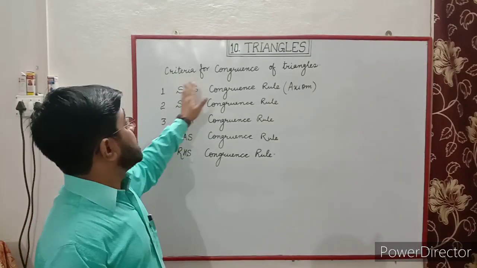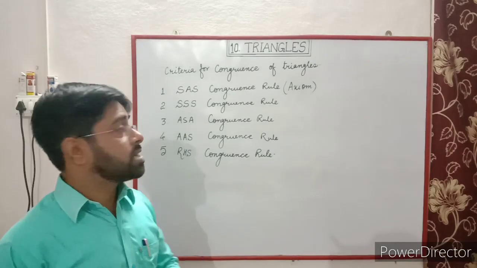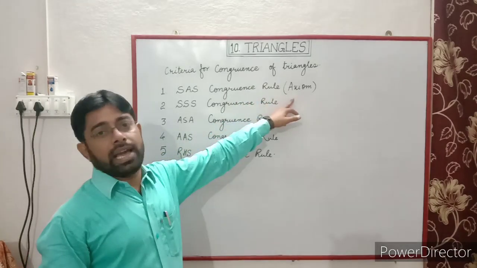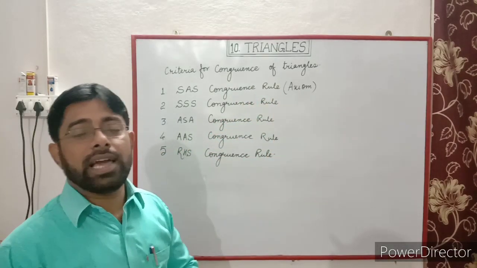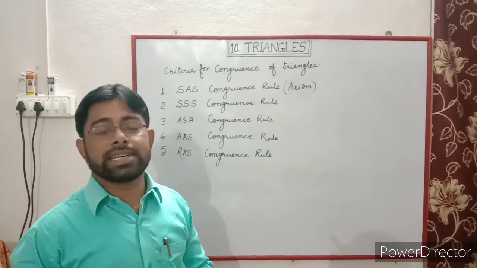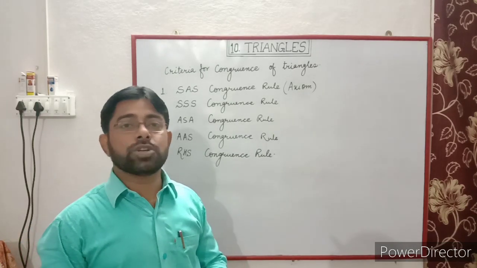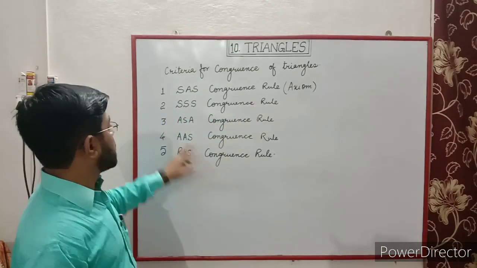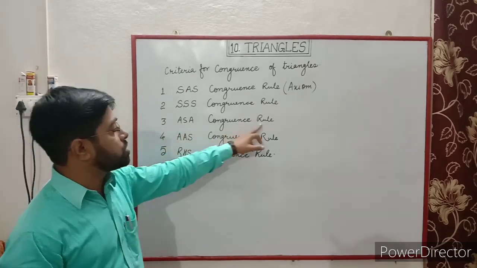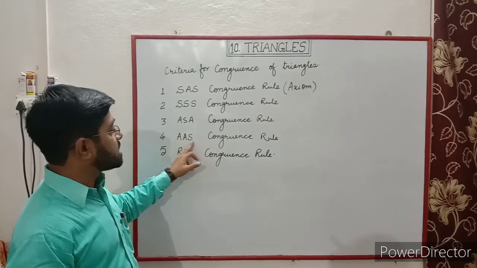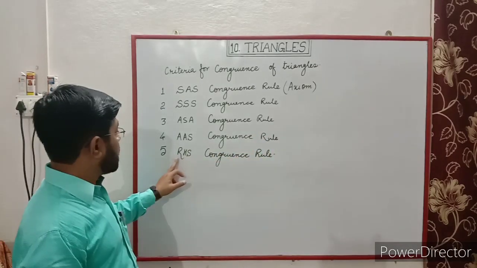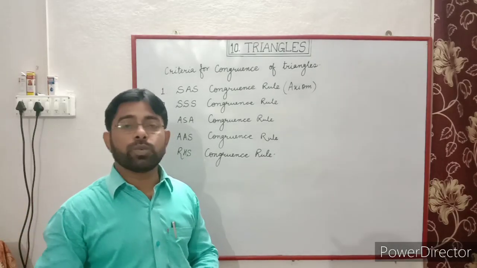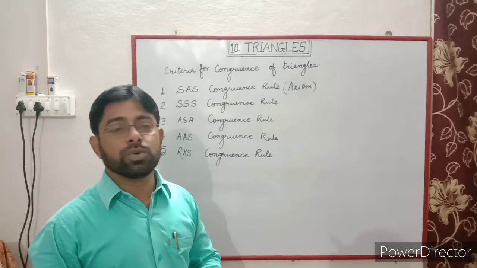Now, criteria for congruence of triangles. The first is the side angle side congruence rule. It is an axiom. What is an axiom? An axiom is a statement that is considered to be true based on logic. Now the second, side side side congruence rule. Third, angle side angle congruence rule. Fourth, angle angle side congruence rule. Fifth, right angle hypotenuse side congruence rule. Now we will discuss the congruency rules one by one.